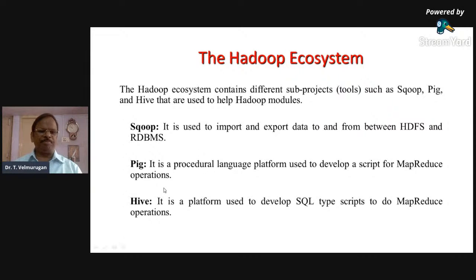Then what is called Pig? It is a procedural language. In the next session, we will discuss either Pig or MapReduce. Now, this session contains only the Hive language. So, Pig is a procedural language platform which is used to develop a script for MapReduce operations. It is a scripting language, a scripting software.